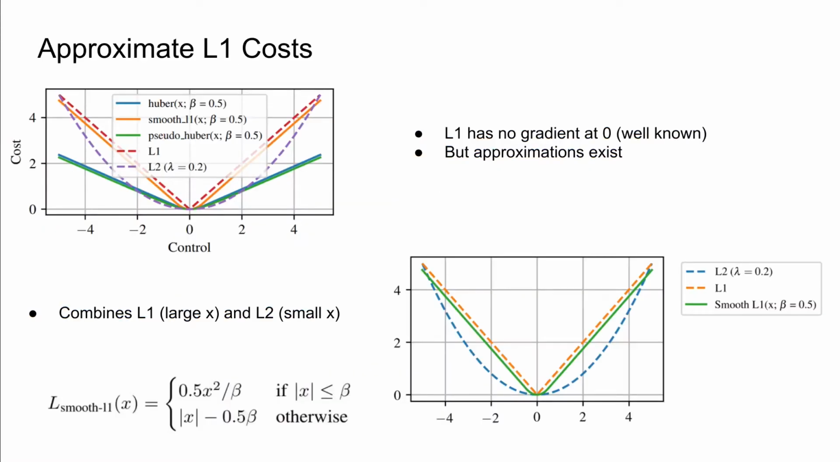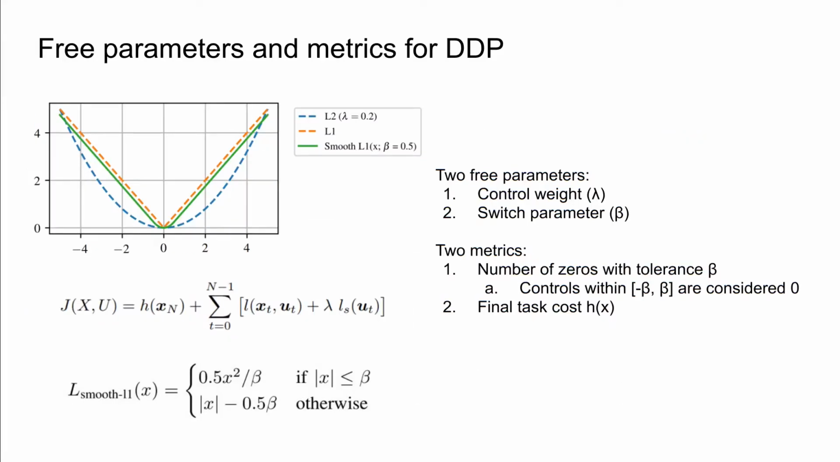We cannot, however, use an L1 cost directly in a gradient-based optimization, such as DDP, as it has an undefined gradient at zero. However, approximations exist from the machine learning community, and in this paper we studied 3 of them, and they all share the same idea, which is to replace an L1 cost with an L1 cost for large x only, but for small x with the threshold beta, use an L2 loss, which has a gradient around 0. This introduces an extra parameter. So currently we have a control weight parameter, shown on the left here, in the DDP cost, and we have introduced the switch parameter between L1 and L2.